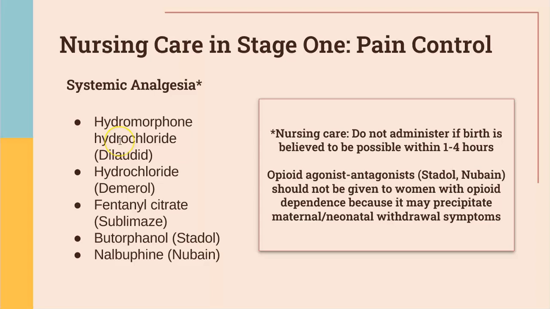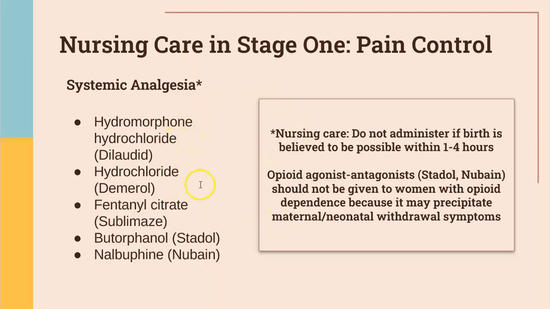So these are some options for systemic analgesia. You might see Dilaudid or Demerol given, fentanyl sometimes, Stadol, nalbuphine. You're going to need to know the generic names. Also, what you're going to need to know is for a systemic narcotic or analgesia, you're not going to administer that if birth is believed to be possible within 1 to 4 hours.